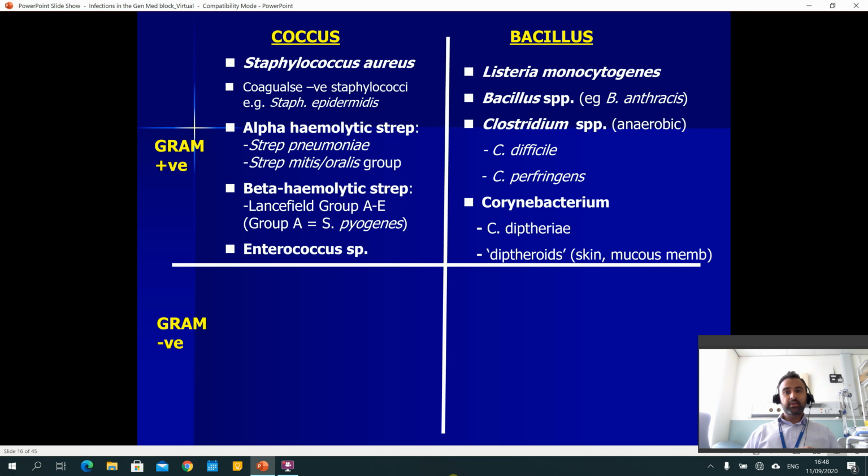So we should always think about risk factors for C. difficile. That's older age, recent antibiotic use, recent hospital admission, and someone who comes in with quite severe watery diarrhea. And in the elderly and immunosuppressed, it can be life-threatening and cause toxic megacolon and bowel perforation.